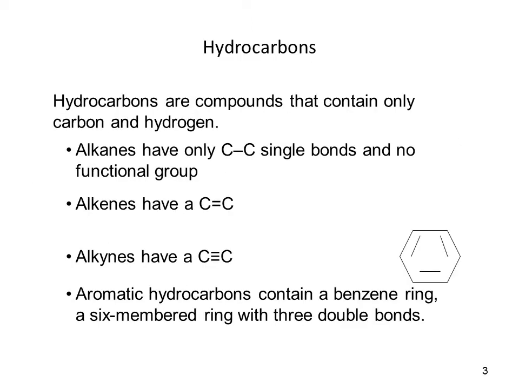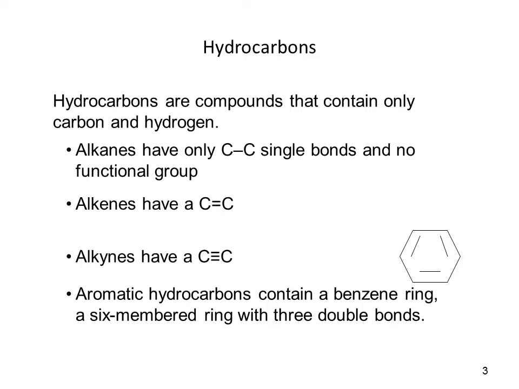Hydrocarbons are basically carbons that have only hydrogen and carbon in them, as it might be implied from the name. There are four different types of hydrocarbons. There are the alkanes, which are carbon-carbon compounds that have only carbon-carbon single bonds in them. There are hydrogens on all the carbons, but there are no functional groups on there, meaning there is nothing in there other than carbon-carbon single bonds and carbon-hydrogen bonds.